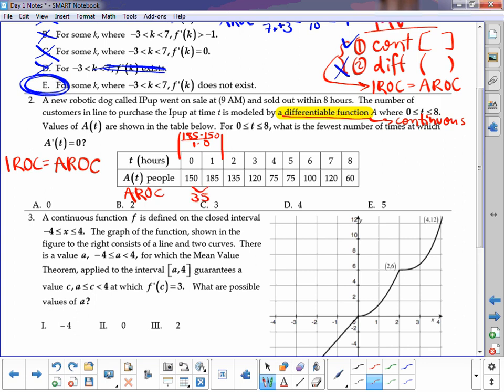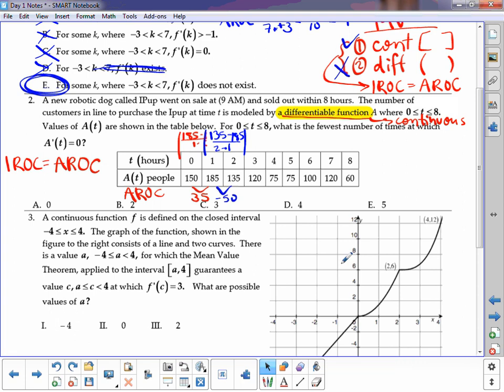Well, let's check it for the time interval 1 to 2. Alright, so now looking from 1 to 2, 135 minus 185 over 2 minus 1. What does that simplify down to? Negative 50. Are we good with that so far?